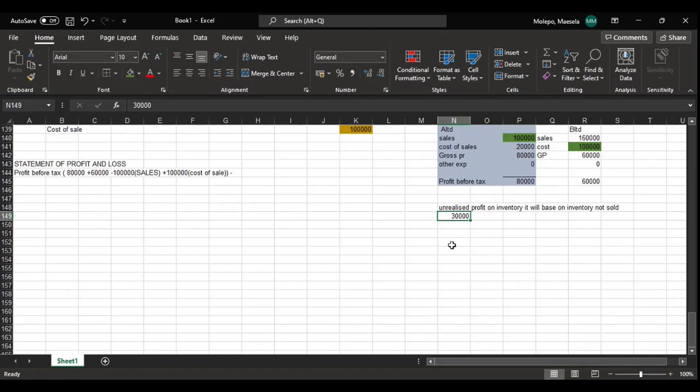Yes, sir. Now we're going to say the 30,000 multiplied by 25, because they say it's cost plus. Remember, the cost will be 100%, so divide by 125 in order to get the profit. The reason here is we are calculating the profit. So let's do our calculation. Multiply by 25 divided by 125. It will be 6,000. So this 6,000 represents the profit which was not realized. B Limited didn't make this profit yet because he didn't sell the inventory.